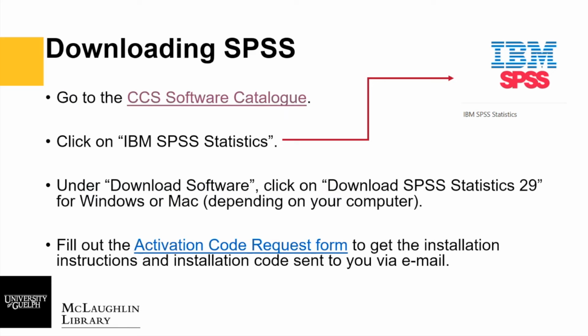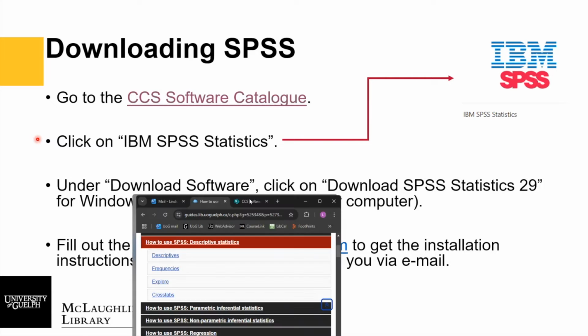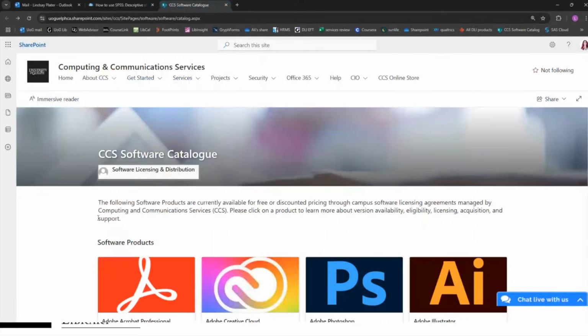Our next slide here is how to go about downloading it if you don't already have SPSS on your computer. So you have to go to the CCS software catalog, which I've linked in the slides. And I can also show you how to do this live. So you go to the software catalog, which looks something like this.